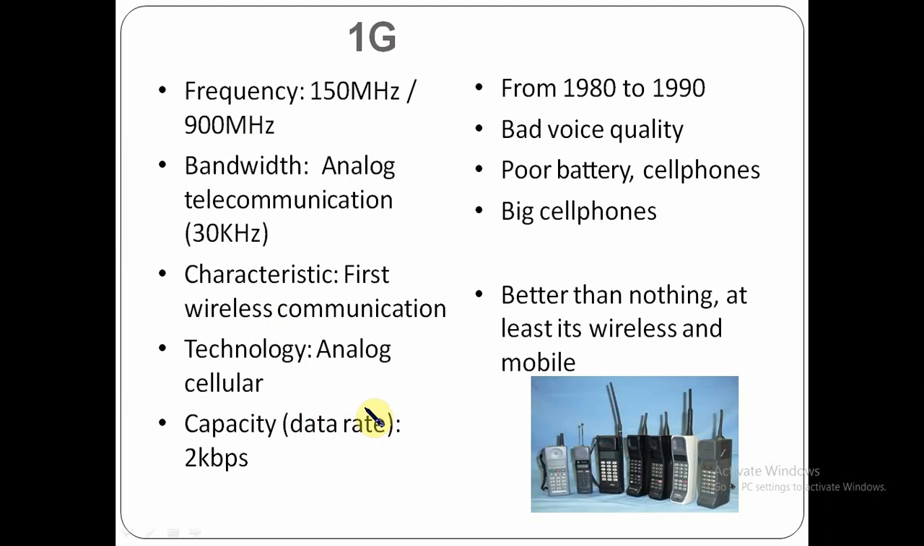The technology is analog cellular. The data rate capacity is 2 kbps. It was used between the years 1980 and 1990.